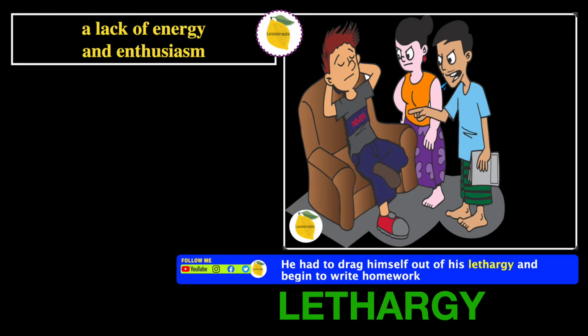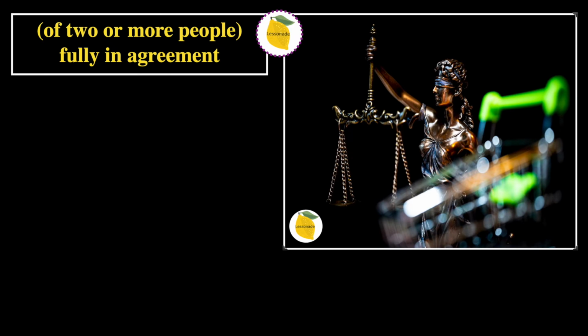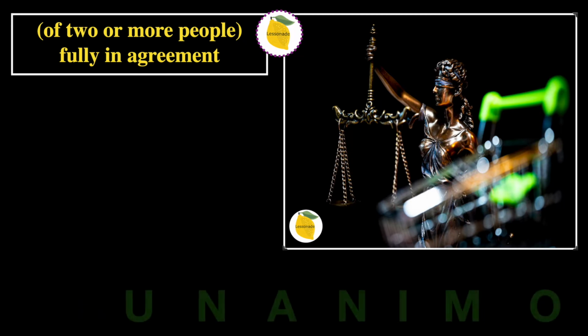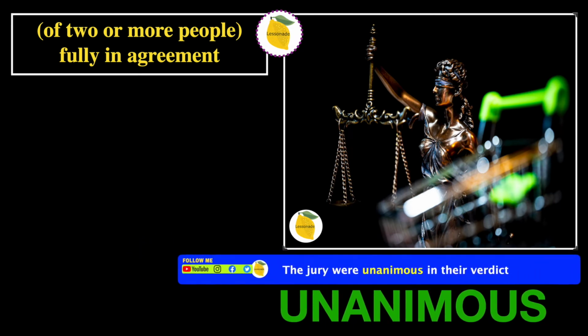write homework. The second definition we have is of two or more people fully in agreement. In this picture we can see a setting in court, and therefore the word will be unanimous. And the sentence for this word is, the jury were unanimous in their verdict.